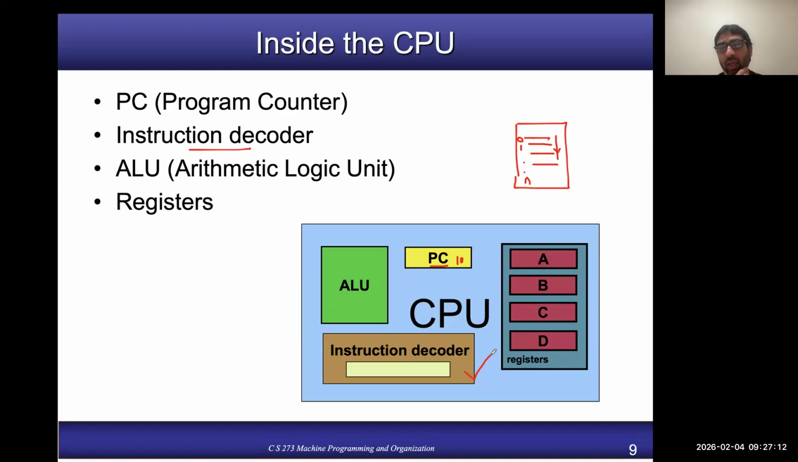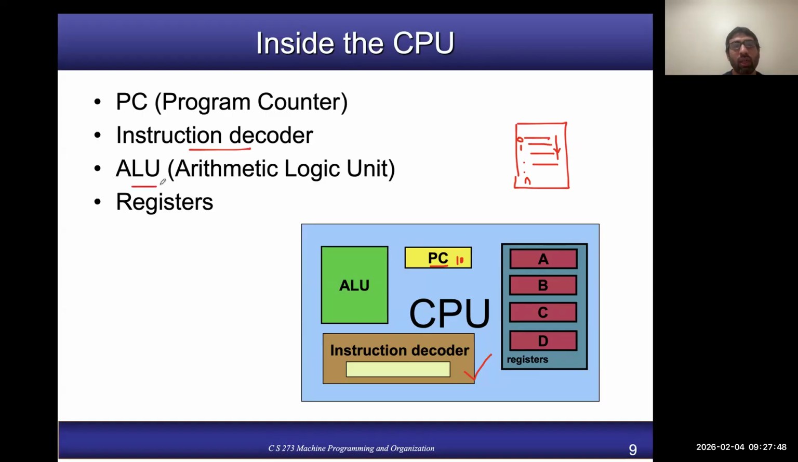And not only that, the job of the decoder is also to understand what operands are operated on by this instruction. For example, if it is the add operation, the instruction is saying do add, but add what? Where are those numbers which this instruction is asking to add together? So the job of the instruction decoder is to find that information: where are those operands, from where to get those numbers, right?